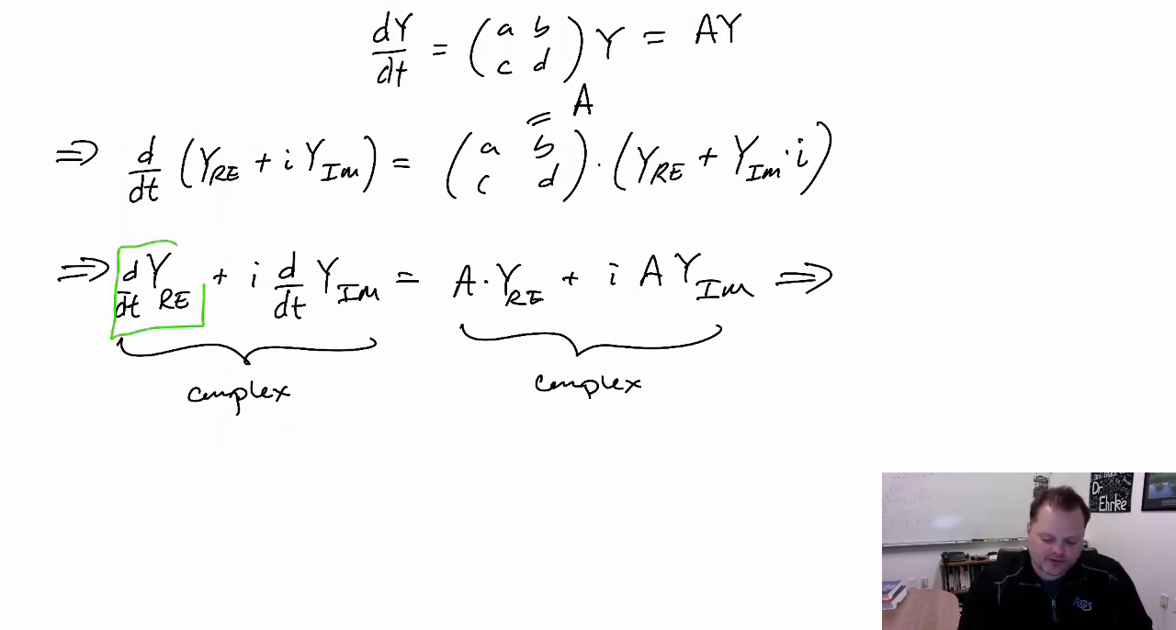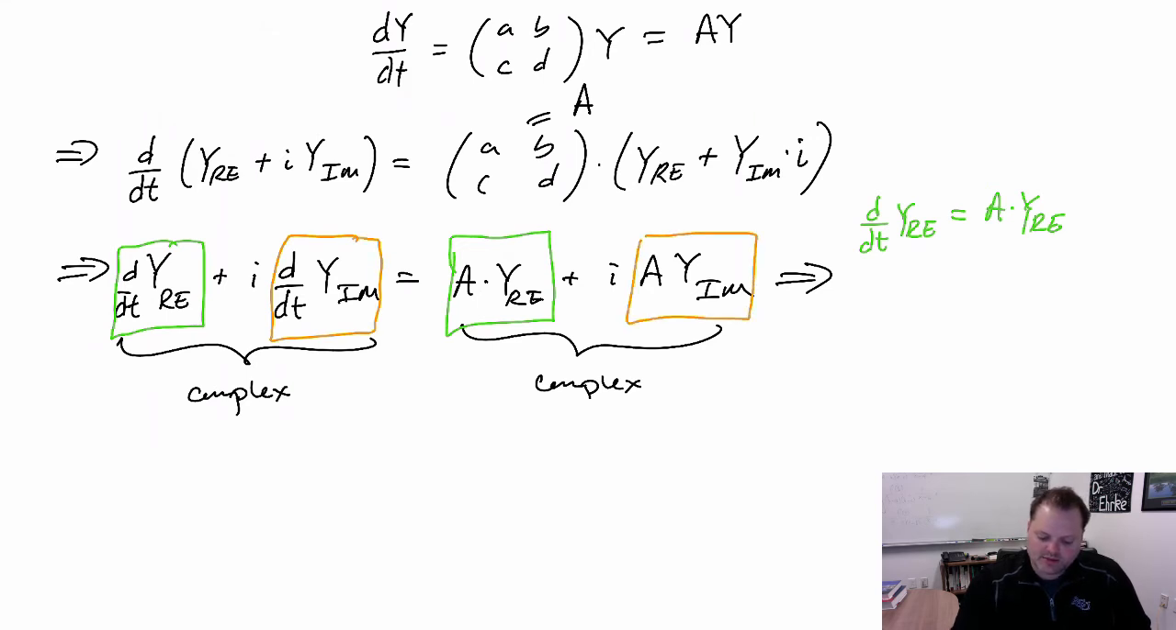So this implies that the real part, so here's the real part of this function, here's the real part of this function, implies that the derivative of this is equal to A times this. And the imaginary part, the thing multiplied by i on both sides, that also has to be equal. So the derivative of the imaginary part of my solution must equal A times the imaginary part of my solution.